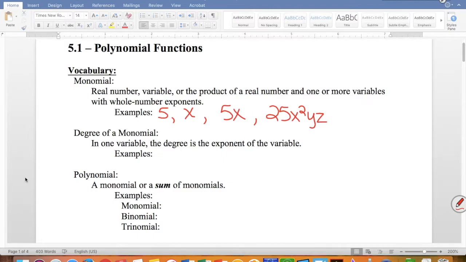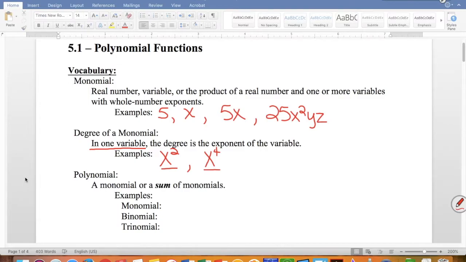Okay. The next term is the degree of a monomial. Well, in one variable, the degree is the exponent of the variable. So notice it's in one variable. So we determine a degree, something like this. Okay. This would be a second degree monomial because it's x squared. So it's always the exponent of the variable. This would be a fourth degree. Okay. We might call this a quadratic. We might call this a quartic because of the degree. So it's always the degree of the exponent of the variable.